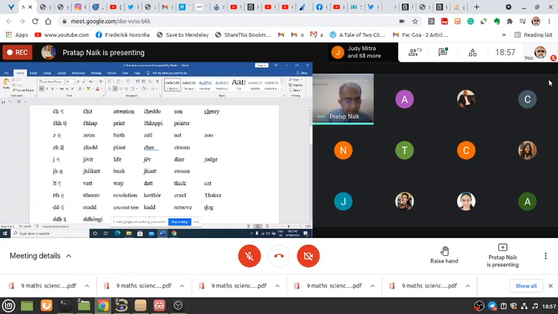Next one, double T is T. What, way, that, thick. Not exactly, but very close to how we say cat, that ta. Stronger than this ta is this ta. They're not exact.